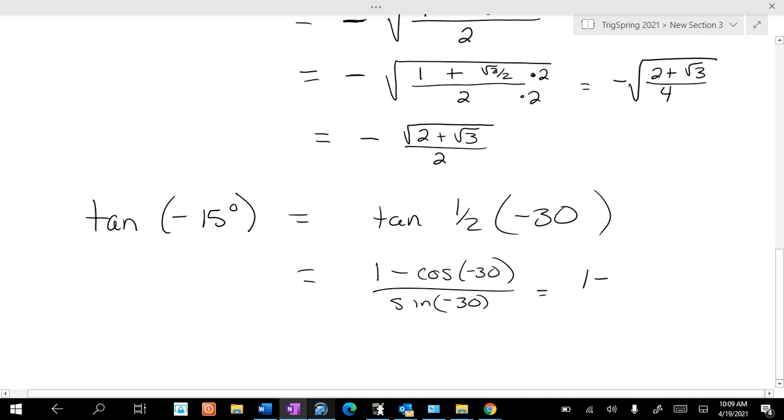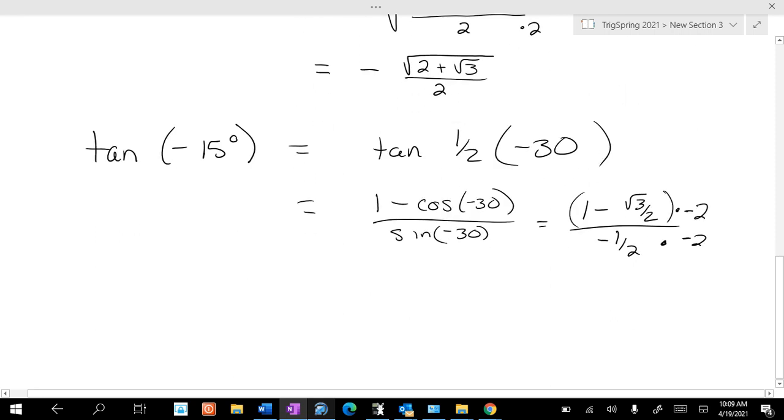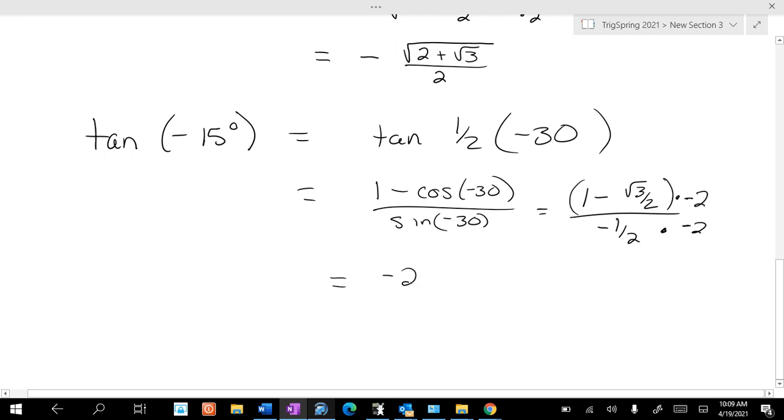What's the cosine of negative 30 degrees? Positive square root of 3 over 2. What's the sine of negative 30 degrees? Negative 1/2. How do I get rid of the negative 1/2 on the bottom? Multiply by 2. And I can just multiply by a negative 2 right off the bat, because then that gets rid of that negative down there. So if I multiply by a negative 2, I get negative 2 plus the square root of 3 over 1, which is just negative 2 plus the square root of 3.